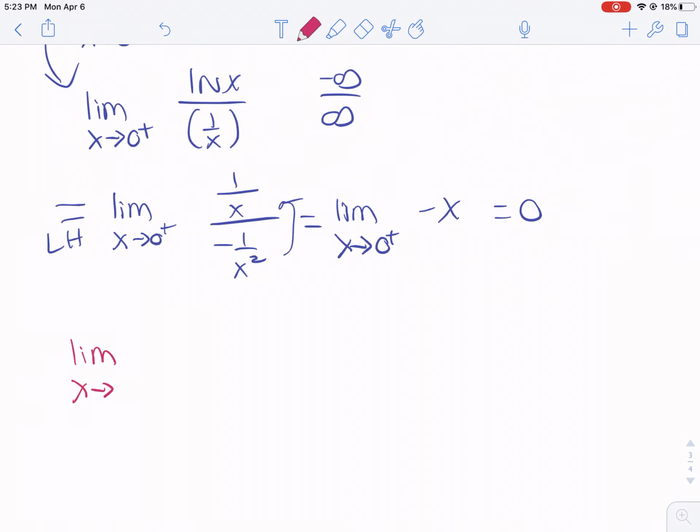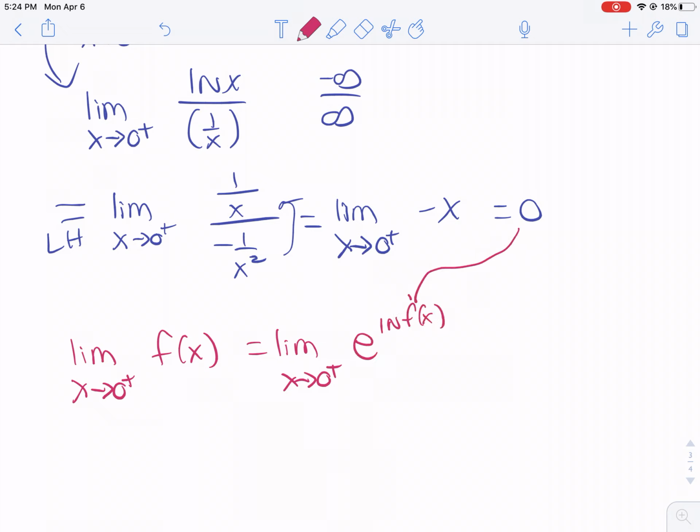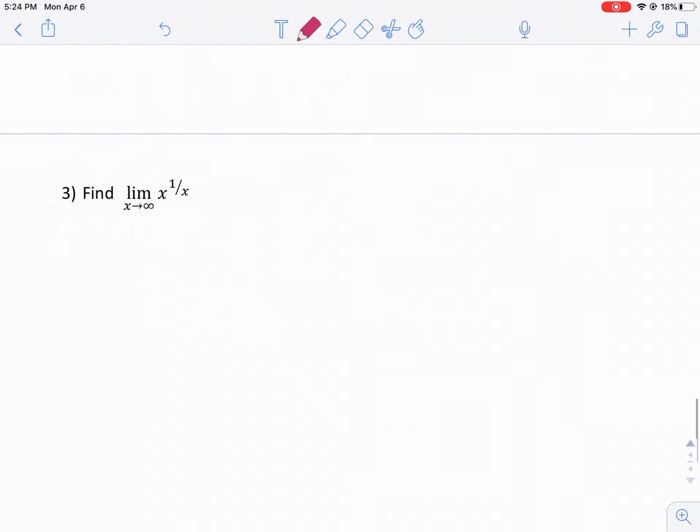I want this. That is mathematically equivalent to this. This represents the limit of that exponent, therefore this is e to the 0, which is 1. That is the answer to the limit that you found. Okay? We'll try one more. Okay?